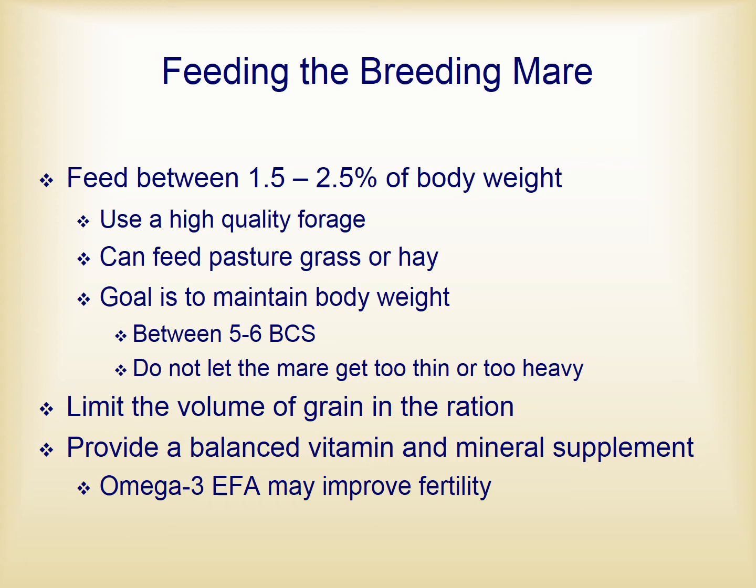Feeding the breeding mare again is quite similar to feeding horses at maintenance. We'll want to provide between 1.5 to 2% of the mare's body weight in forage. Pasture grass or hay would be appropriate. Our goal will be to have the mare maintain their body weight and also maintain a body condition score between 5 to 6. We don't want the breeding mares to get either too heavy or too thin. We'll want to limit the volume of the grain in the ration and provide a balanced vitamin and mineral supplement also. Omega-3 essential fatty acids may improve fertility in mares. That has been proven to be a fact in many other species.